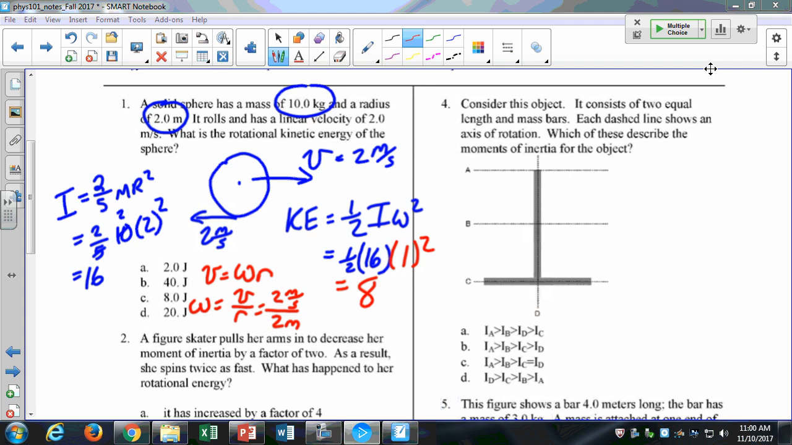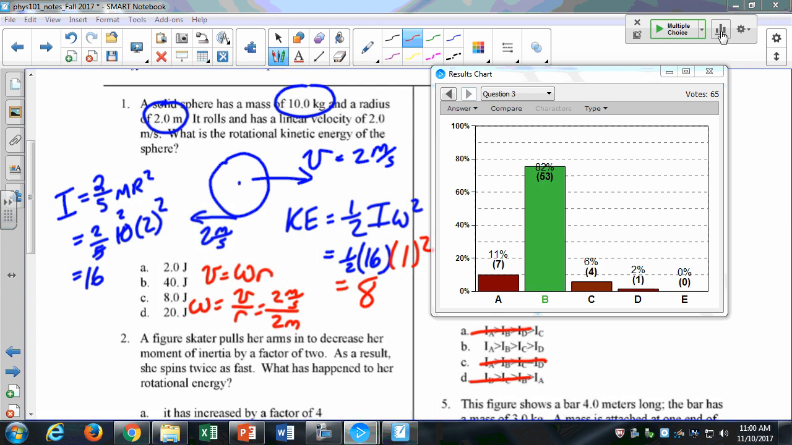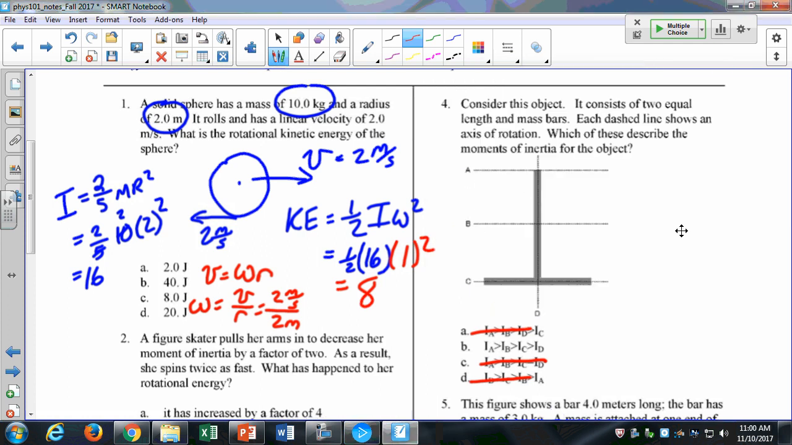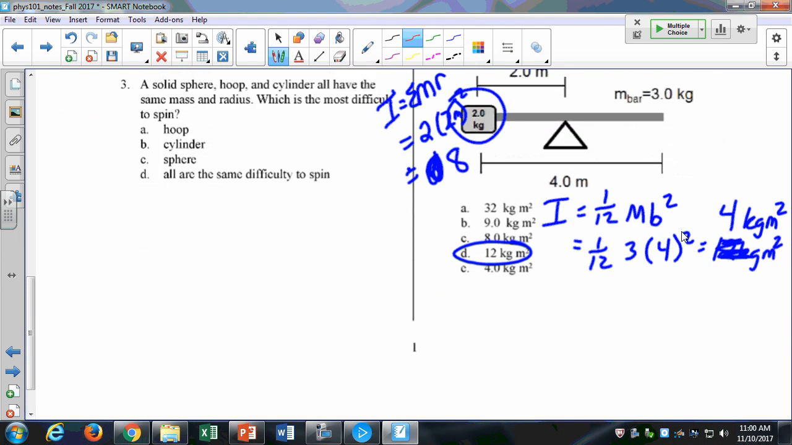So I can get rid of this one, and then I can also get rid of this one because C is not equal to B. So B is the right answer. So we put, yeah. All right, let's see what else we got here.